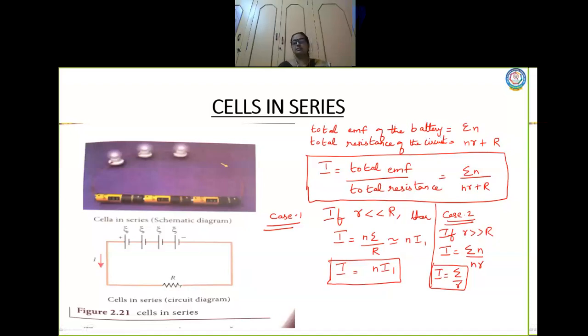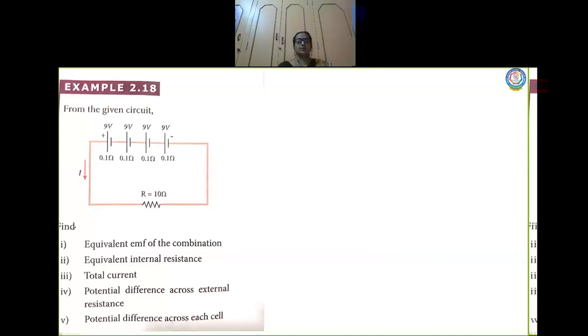So this is the conclusion we get when we connect cells in series. Okay, now there is a problem discussed there. Example 2.18, it is a solved problem. Look at the circuit diagram. There are 4 cells that are connected whose EMF is 9 volt and the internal resistance of each cell is given as 0.1 ohm. So 4 such cells are connected and the external resistance that is connected is 10 ohm.